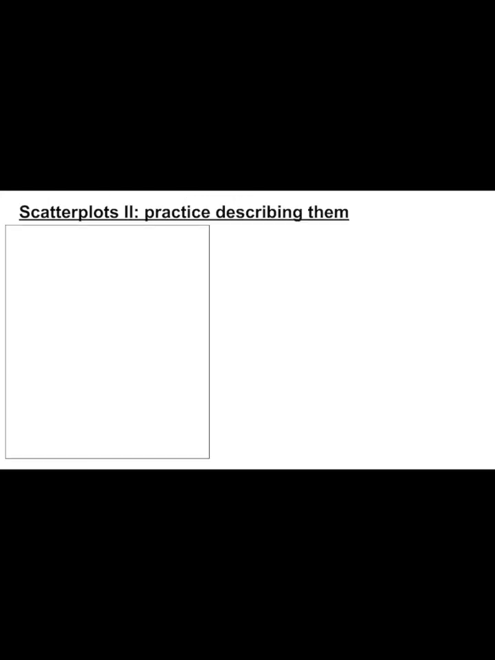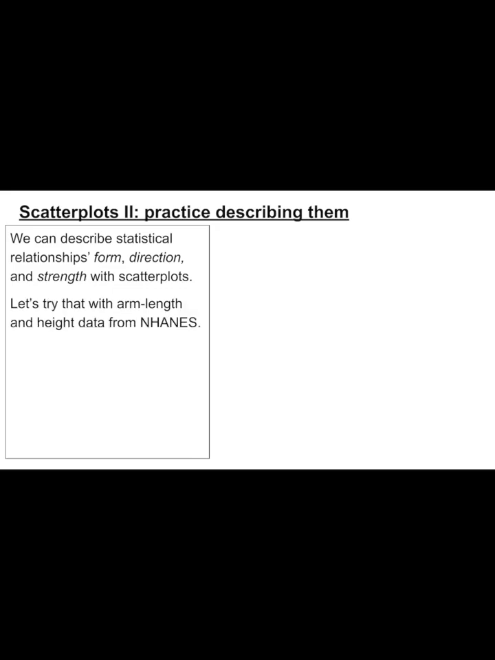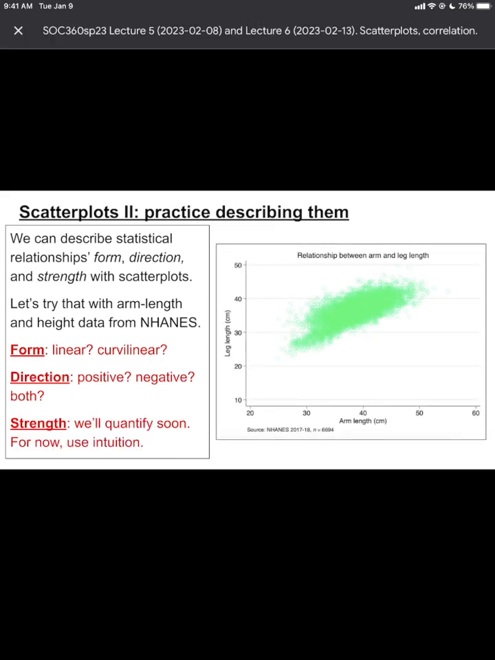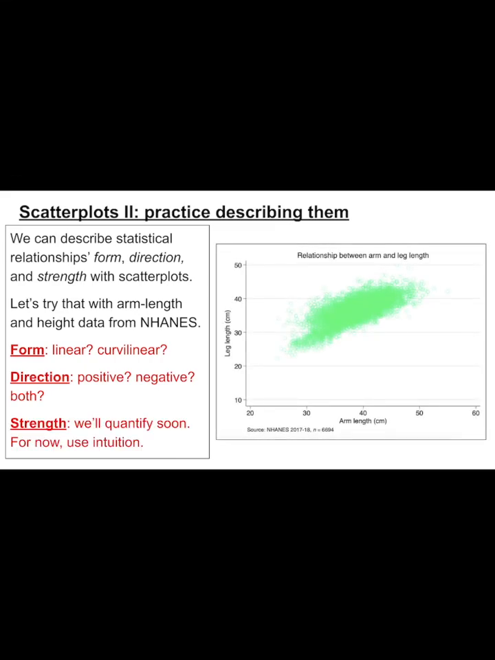So let's practice describing some scatter plots. Again, you'll probably want to pause the video and make sure that you can follow along here, but I'm going to keep a good pace and just describe it immediately. So let's pull up that NHANES data, and let's now look at the relationship between arm and leg length.